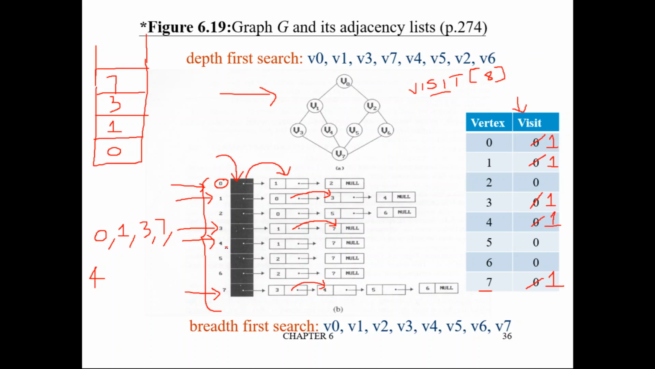Whatever you are jumping to, surely it will be visited, so you need not even check that. 4 is pointing to where? 1. Is 1 visited or not? So how do you know? Check the array. Yes, 1 is visited.